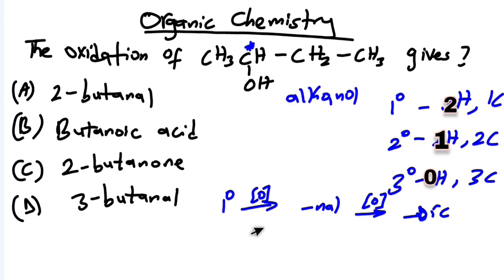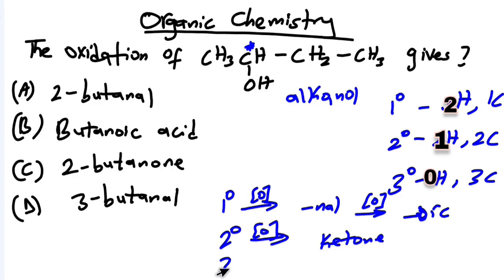Now let's say you oxidize a secondary alcohol. If you oxidize a secondary alcohol, it's going to give you a ketone. There is no further reaction, because when we got to the alkanal, we later went to the alkanoic acid, right? But once you get a ketone, which is the same thing as alkanone, there's no further reaction.